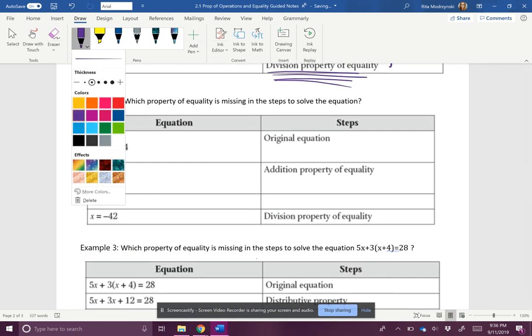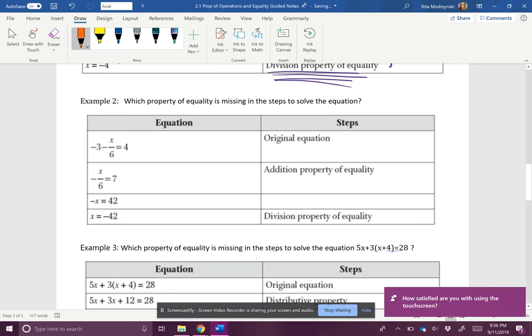Let's look at our next one. For this one here, it looks like our original equation was given. It was -3 minus x divided by 6 equals 4. Here, by the addition property of equality, I added 3 to both sides. So that step told me addition property of equality.